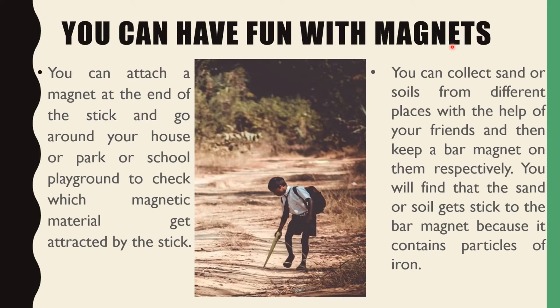You can also do one thing, you can collect sand or soil from different places with the help of your friends and then keep a bar magnet on them respectively. When you keep the bar magnet on sand or soil, you will see that the sand particles or the soil particles will get attracted or get attached to the magnet. Why does this happen? This happens because it contains particles of iron. Those soils and sands contain particles of iron which get attracted, which get attached to the magnet. So in these ways you can have some fun with the magnet.